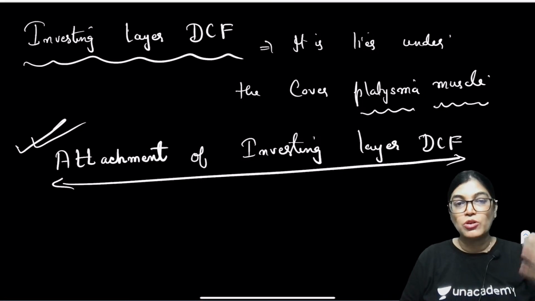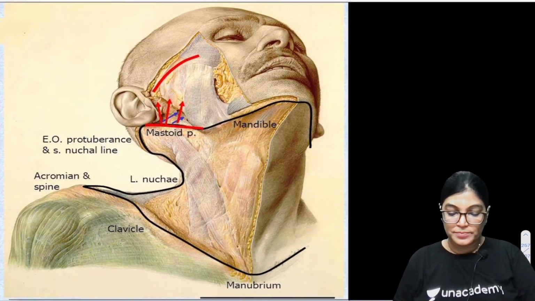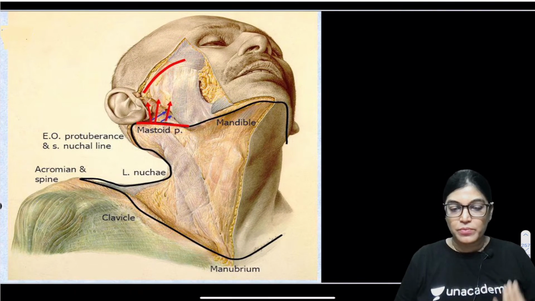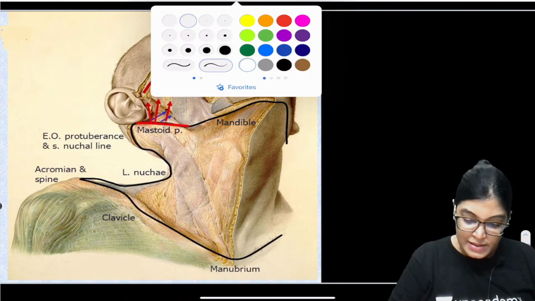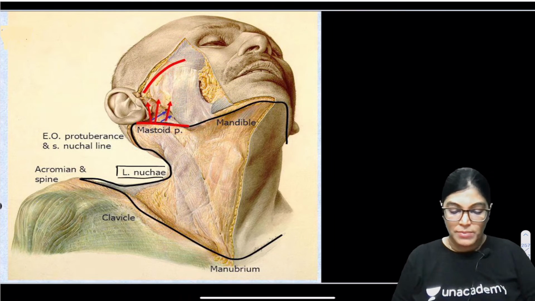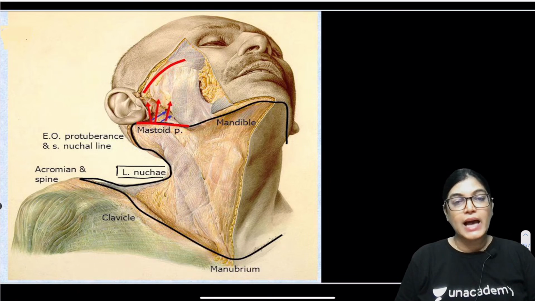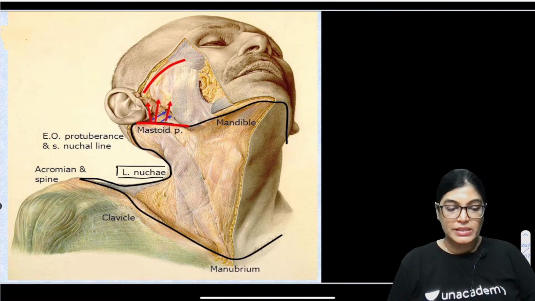When we are talking about the posterior aspect, behind, let me show you this diagram. The attachment will be on the ligamentum nuchae. See here in this diagram also it is shown, this is the ligamentum nuchae, which is lying on the posterior aspect of the neck, and this is having more elastic fiber. So it is attached to the ligamentum nuchae and the 7th cervical spine in the posterior aspect.